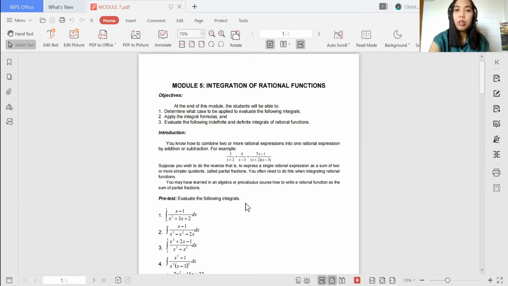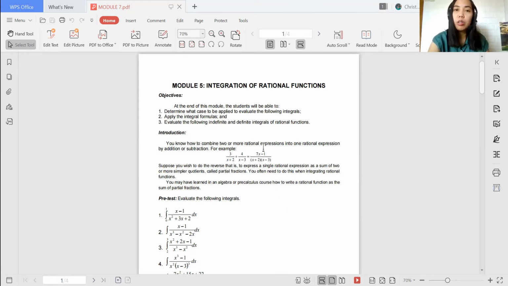Suppose you wish to do the reverse, that is, to express a single rational expression as a sum of two or more simple quotients called partial fractions. So, partial fraction, given this, we're going to divide it into two. Since this is quadratic, we have two rational expressions. And that's what we call partial fractions. You often need to do this when integrating rational functions.